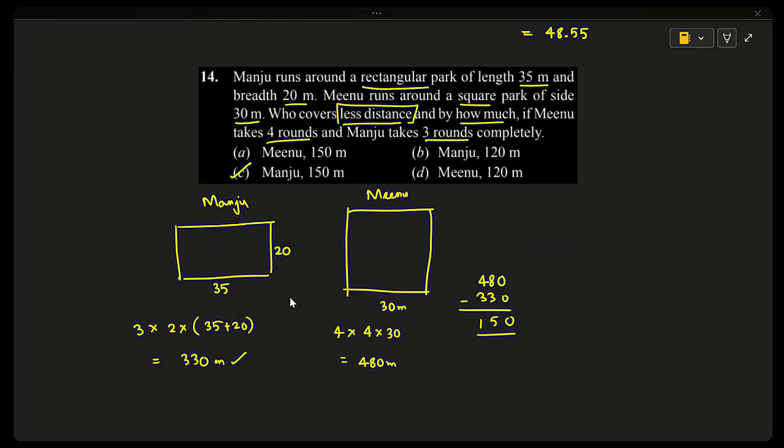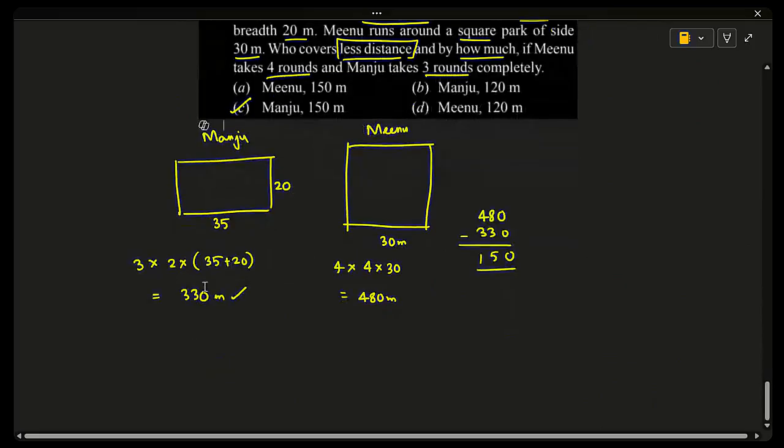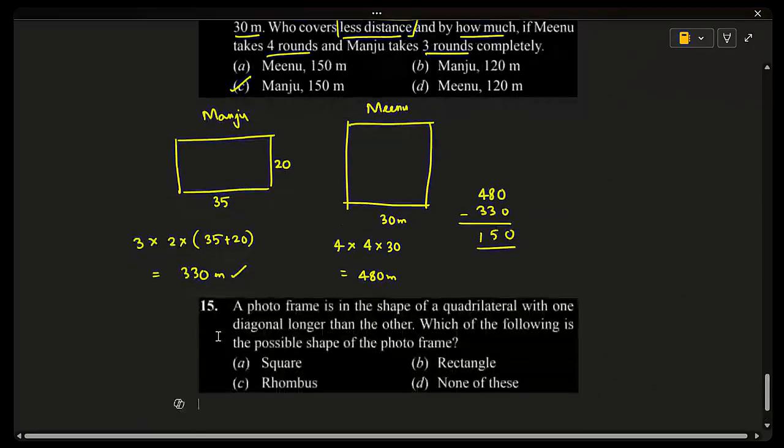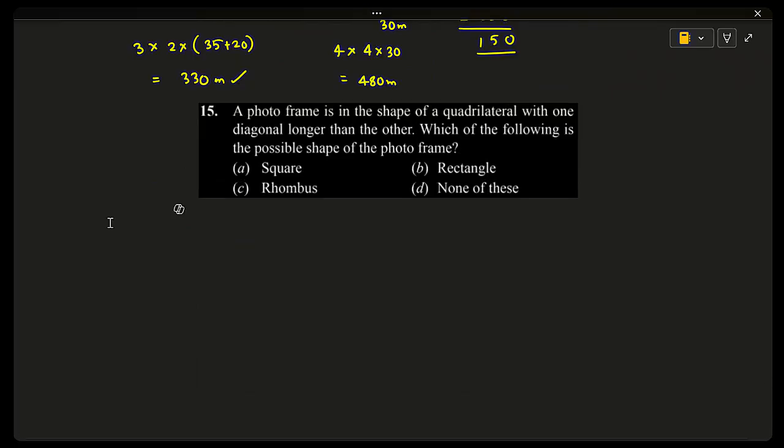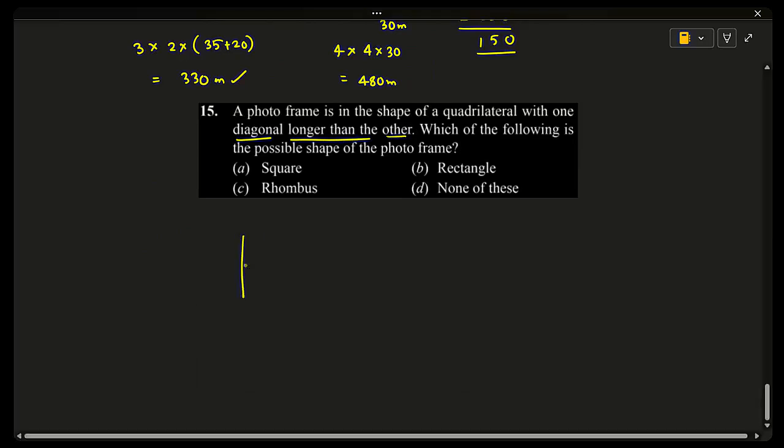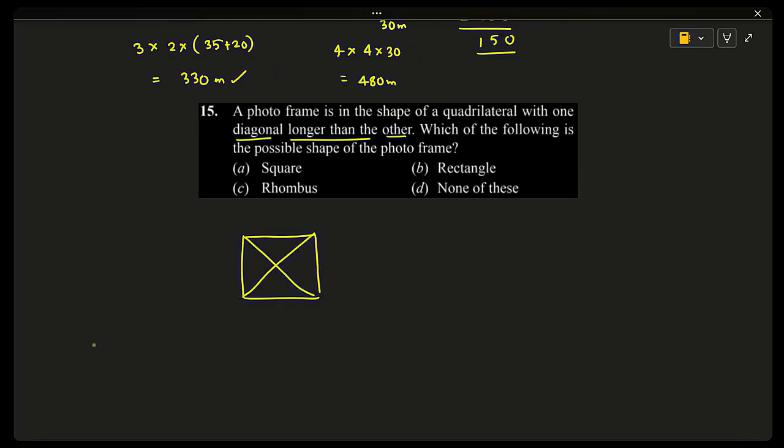15th one. A photo frame is in the shape of a quadrilateral with one diagonal longer than the other. Which of the following is the possible shape of the photo frame? This means they are asking a quadrilateral with one diagonal longer than the other. So if you take square, in square properties we studied that square has diagonals of equal length. So when they have equal length, longer than the other is not possible.